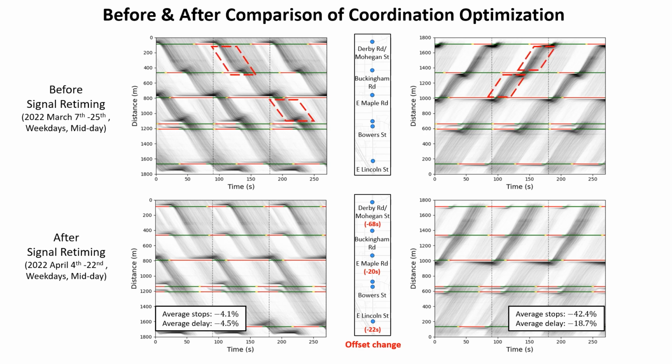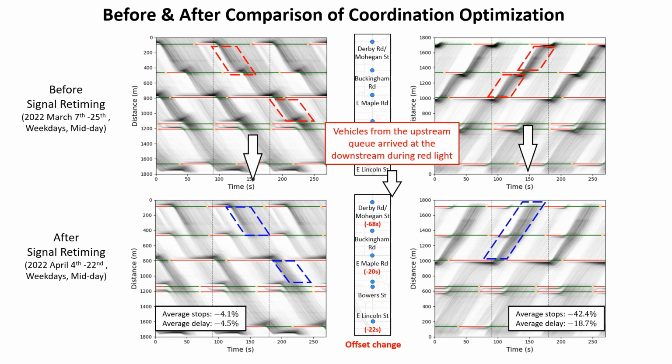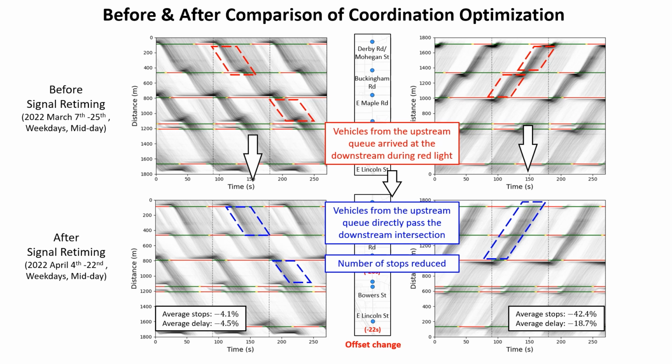The red boxes highlight areas of poor coordination before the signal retiming. Vehicles from the upstream queue were arriving at the downstream during the red light. The improvements in coordination at these areas after the signal retiming are shown within the blue boxes. Vehicles from the upstream queue directly passed the downstream intersection. This resulted in a reduction in the number of stops.